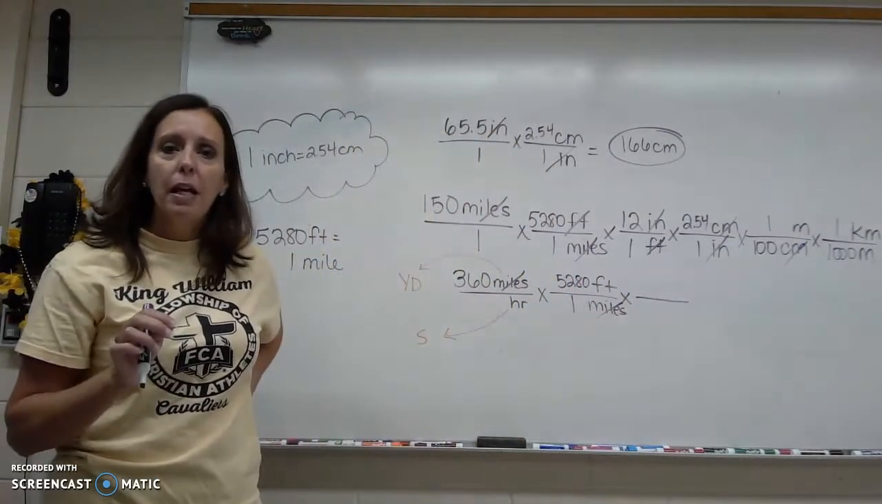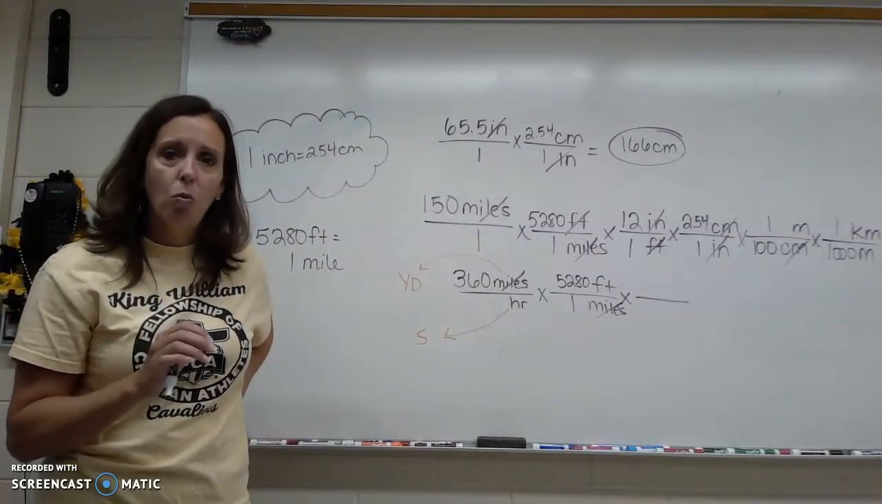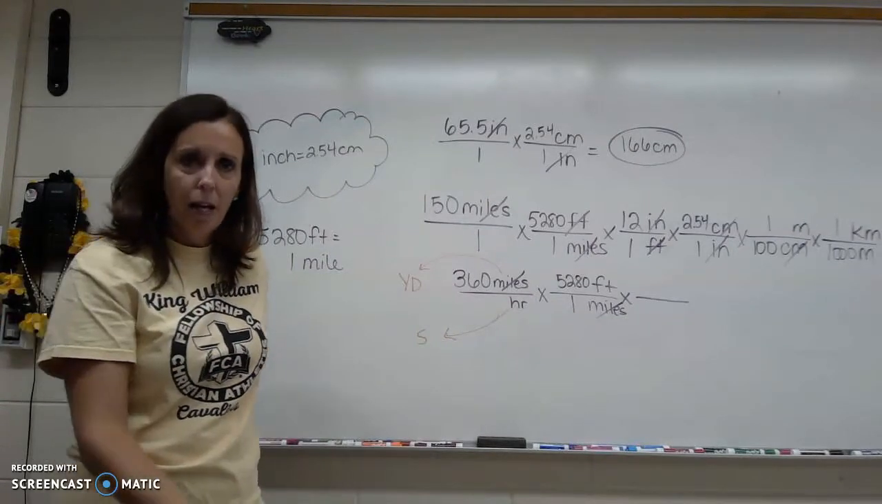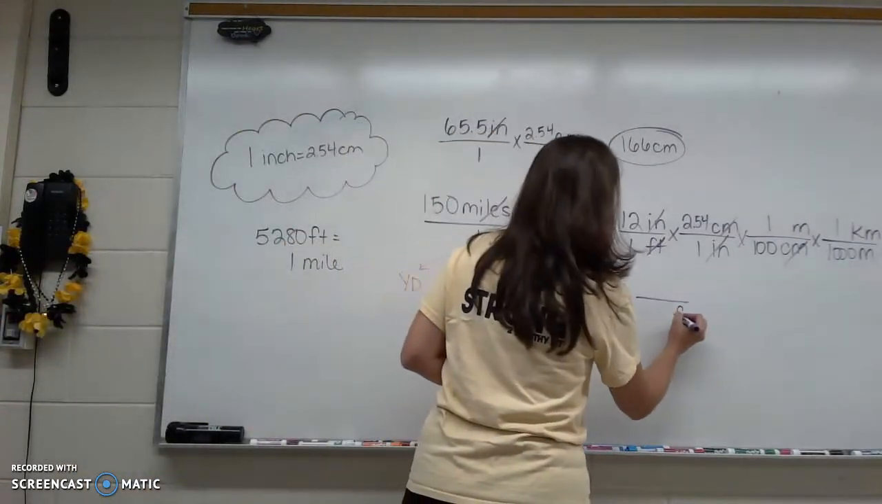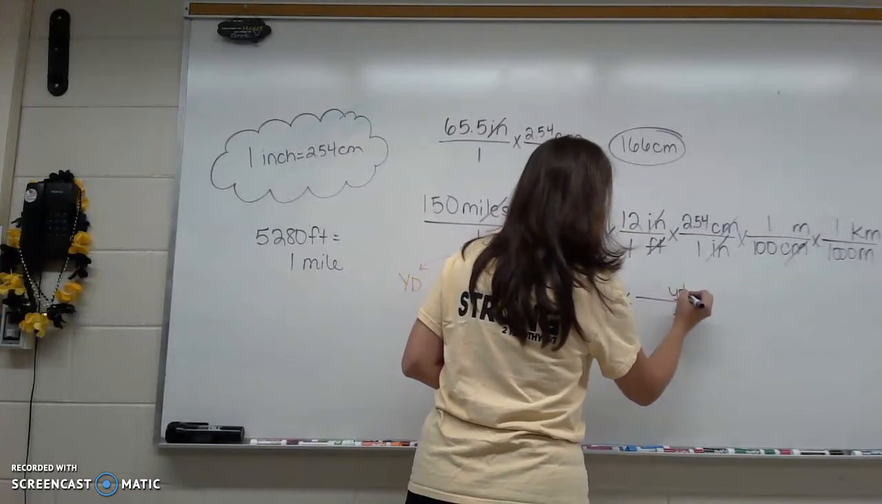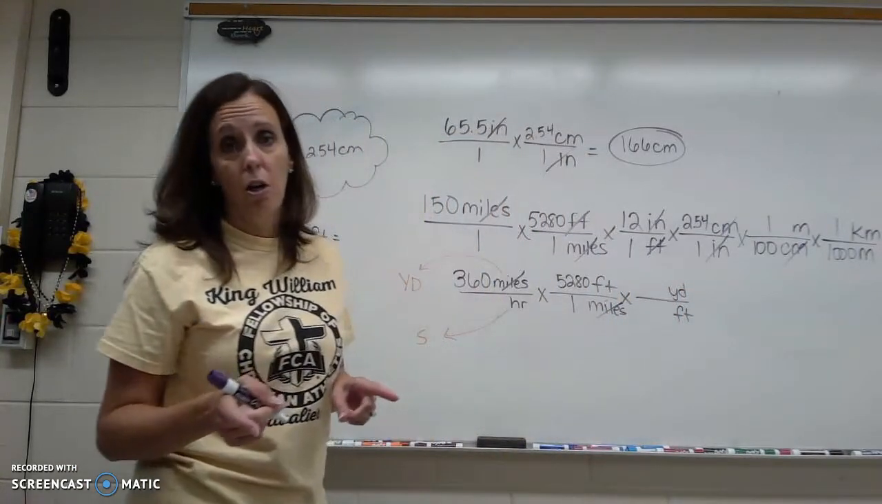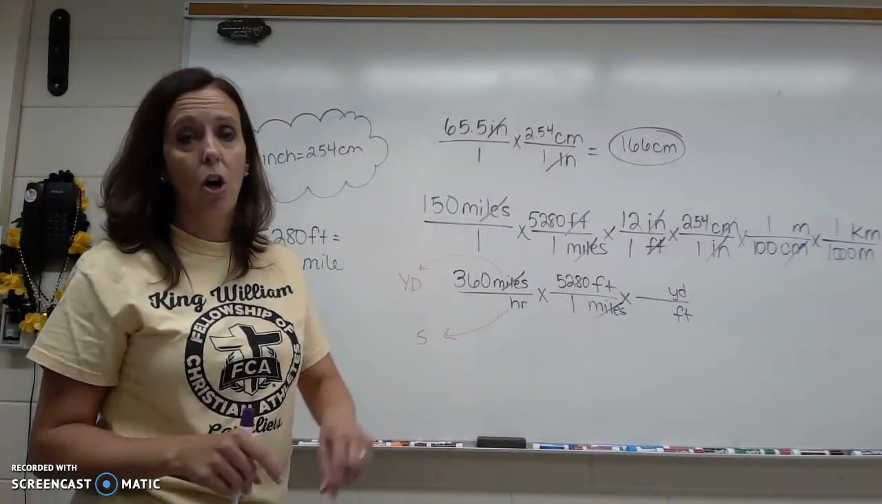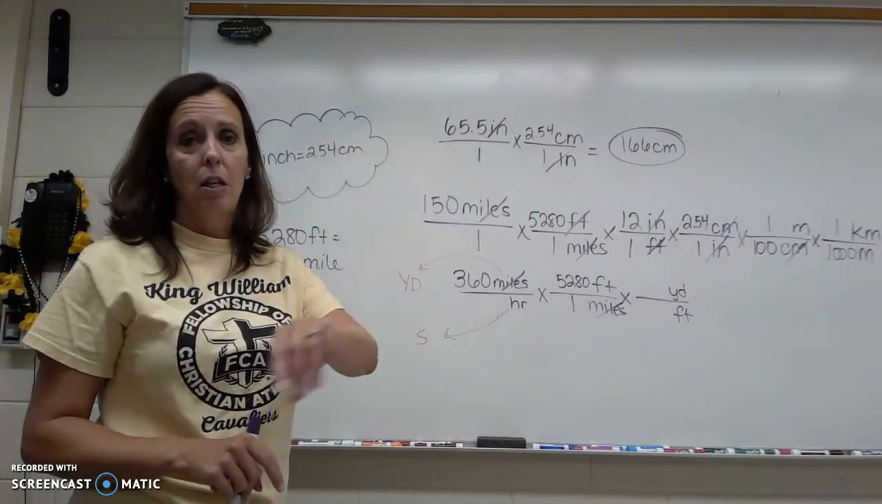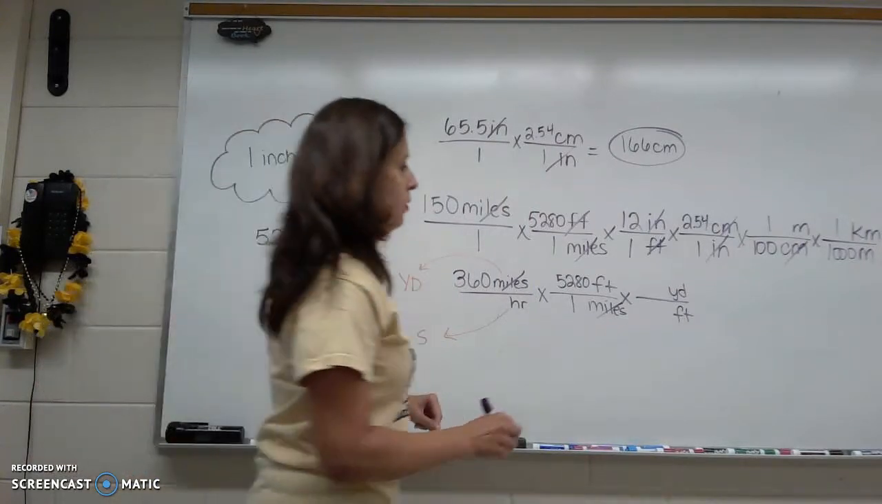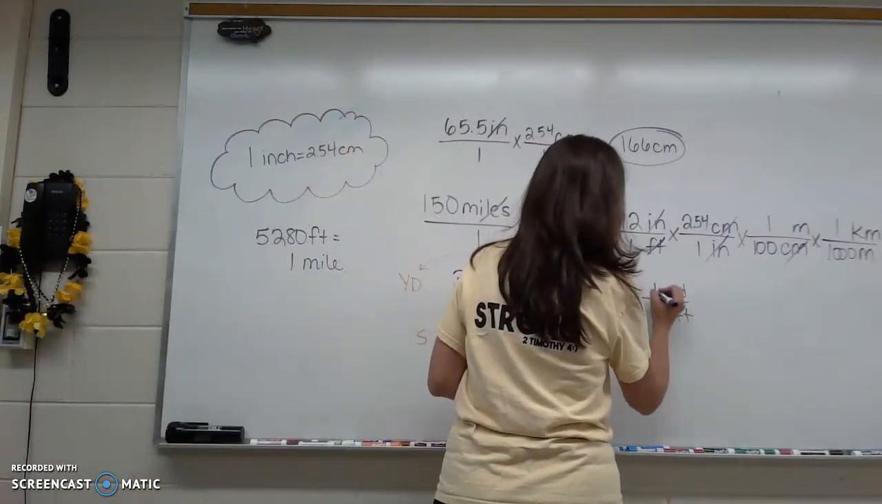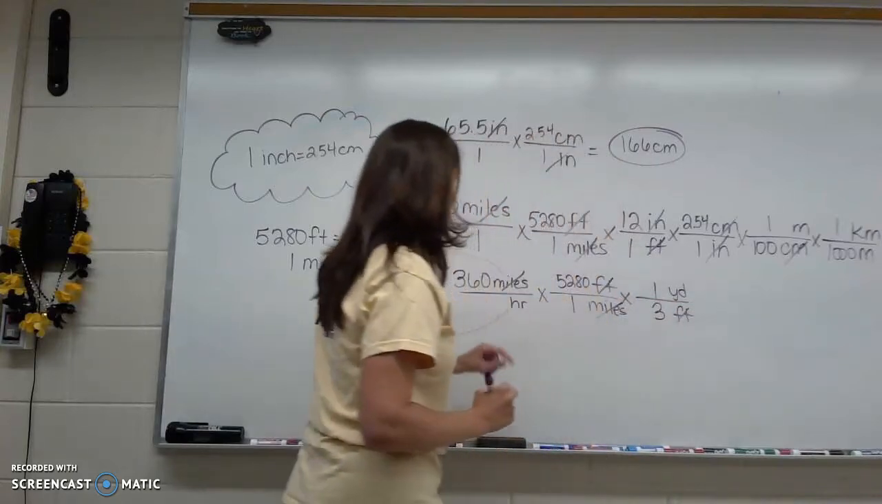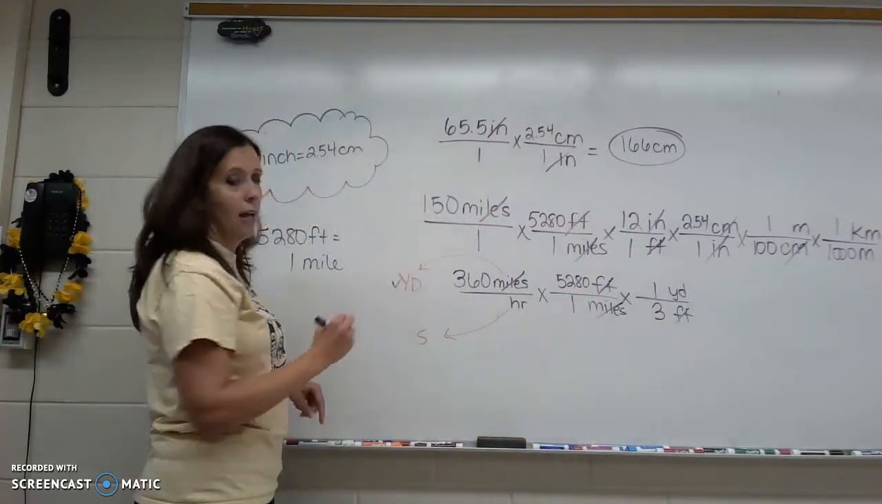All right. I don't want to be in feet. So if I'm in a unit that I don't want, that unit always goes on the bottom of the next step. I want to be in yards. And you should be able to go feet to yards because at this point you should know there are 3 feet in 1 yard. There we go. So I'm in yards. I can check that off.